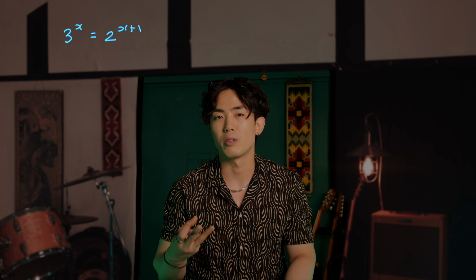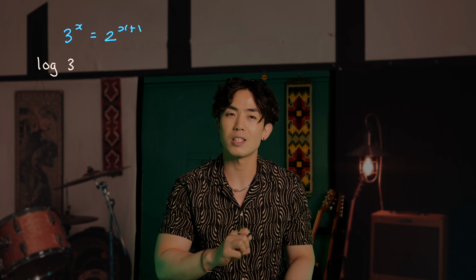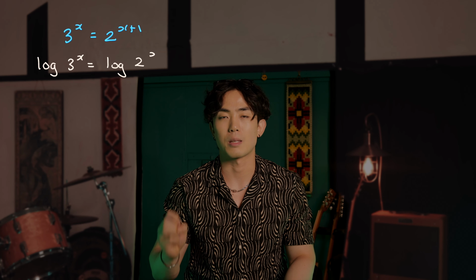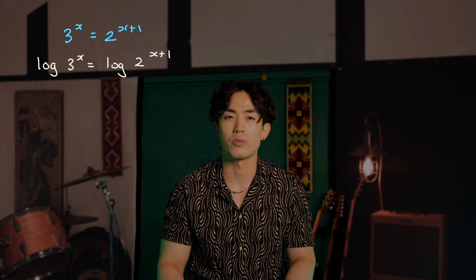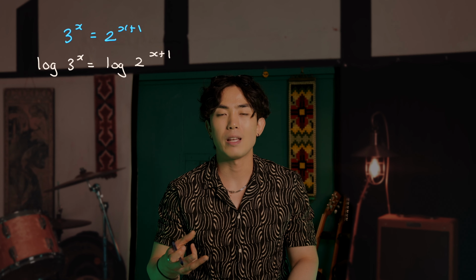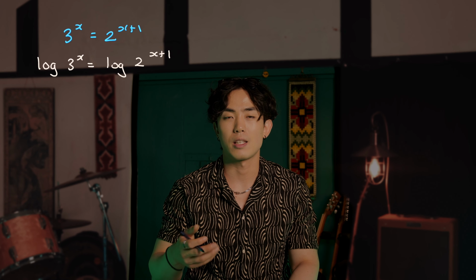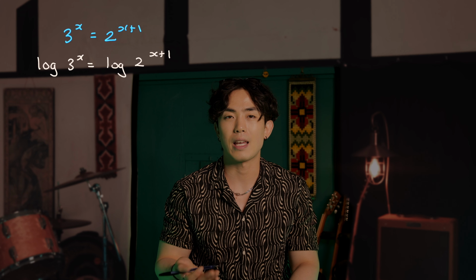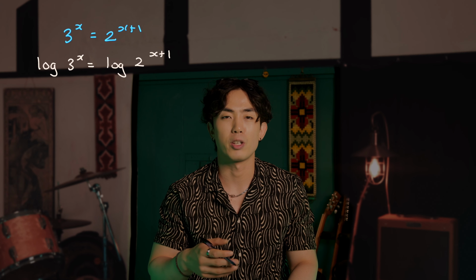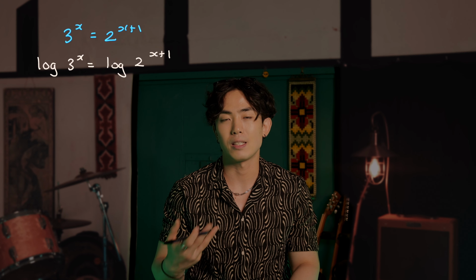What that essentially means is that we're going to write it as log 3 to the x is equal to log 2 to the x plus 1. We took logs to both sides. If they don't have a base, the standard base would be 10. So in the case there's no base, just imagine that's a base of 10, but you don't have to write it in. And this can be seen on the calculator.